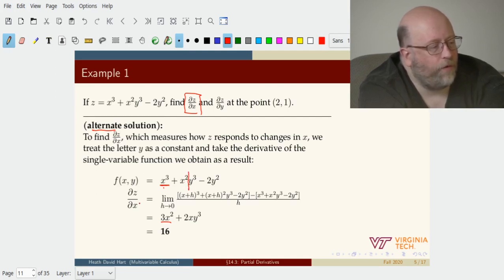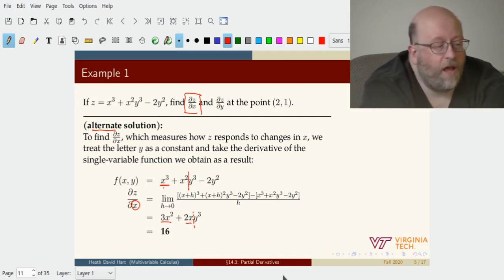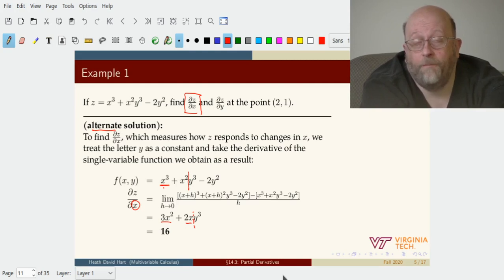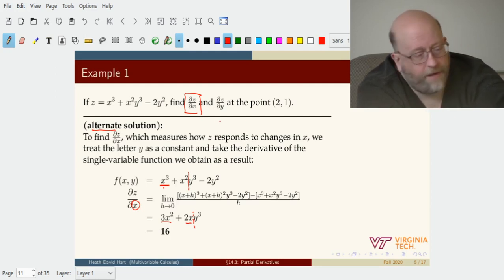The variable that we're looking to take the derivative with respect to is x. The derivative of x squared is 2x. And nothing happens to the y cubed part. Y cubed is just a constant in this problem. And so it behaves like a coefficient. It comes along, it doesn't change, it doesn't get larger, it doesn't get smaller. It just behaves the same way that an actual constant would have.